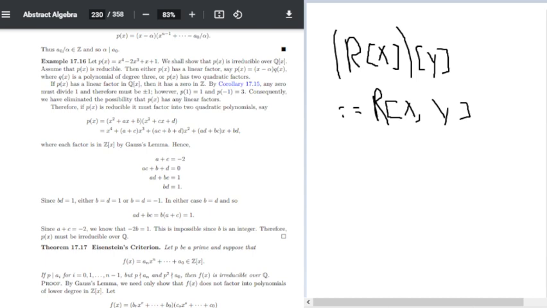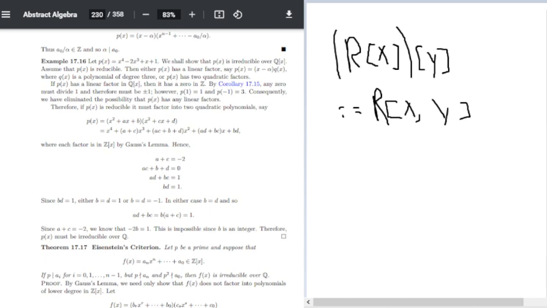Say p of x equals (x squared plus ax plus b)(x squared plus cx plus d), which is equal to x to the fourth plus (a plus c)x cubed plus (ac plus b plus d)x squared plus (ad plus bc)x plus bd, where each factor is in Z[x] by Gauss's lemma. Hence, a plus c is equal to minus 2, ac plus b plus d is equal to 0, ad plus bc is equal to 1, and bd is equal to 1. Since bd is equal to 1, either b is equal to d is equal to 1, or b is equal to d is equal to minus 1.